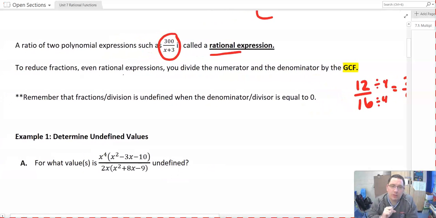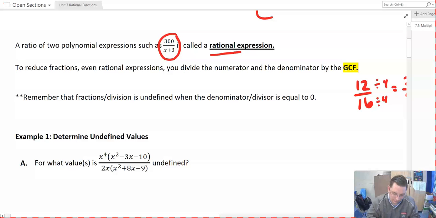But remember that with fractions and with division, it's undefined when either the denominator or the divisor, what we're dividing by, is equal to 0. And so we've got to keep that in play as we look at these problems and understand that if we're going to plug in a value for x, there's going to be times that it doesn't actually work because it's undefined, because we're dividing by 0.